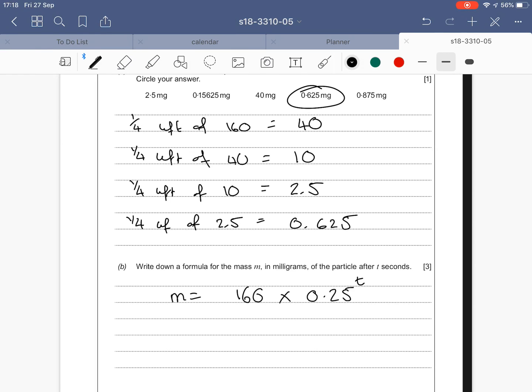So that's basically like compound interest, where we have our amount, we times it by our multiplier to the power of how many times we're doing it.